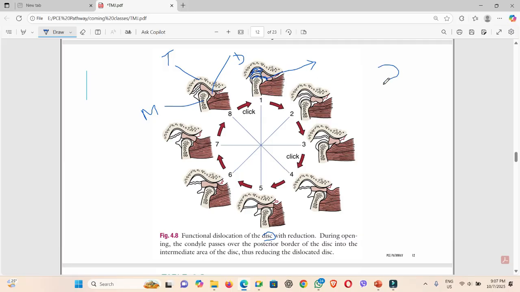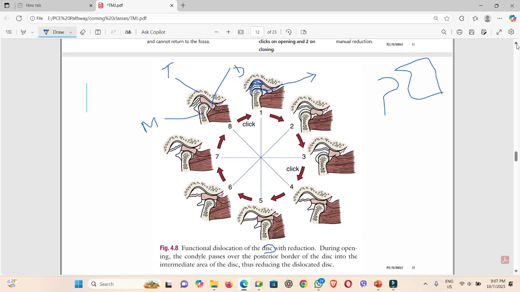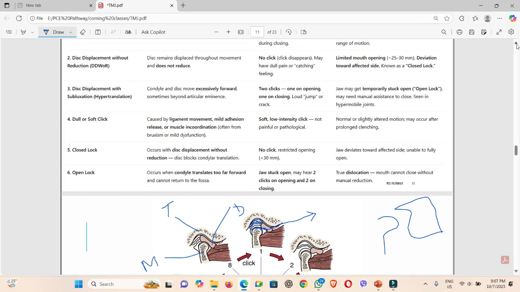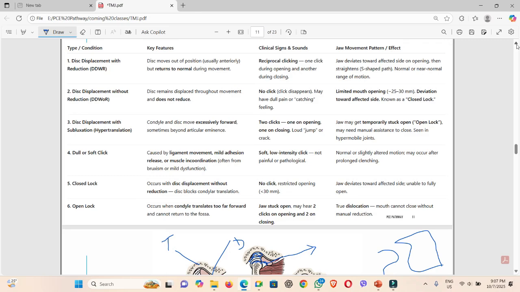Now, if the shoulder is dislocated, and if we put that shoulder in its original place, what do we say? What is that term? Reduction. Pop or reduction. Reduction, right? So this reduction word is there.